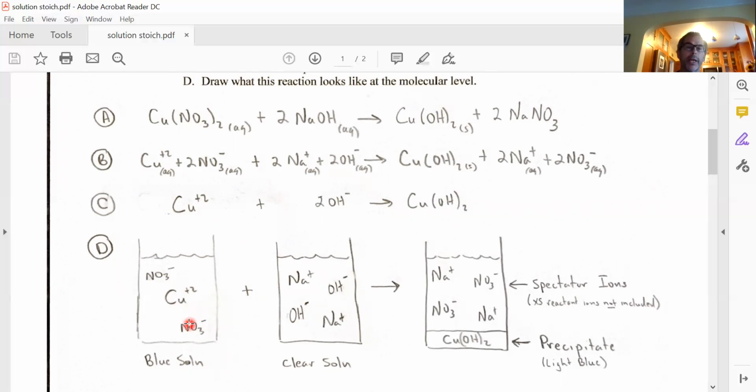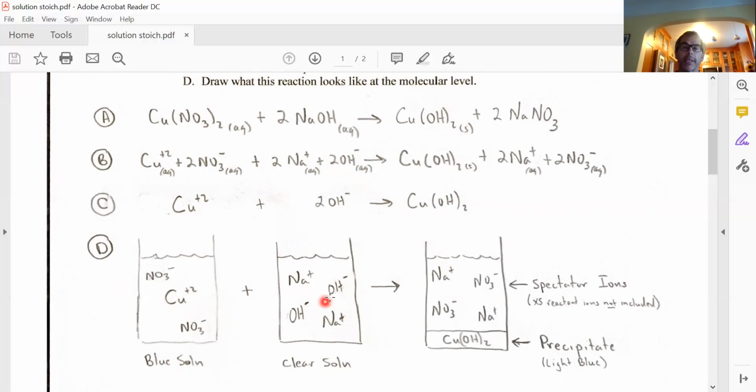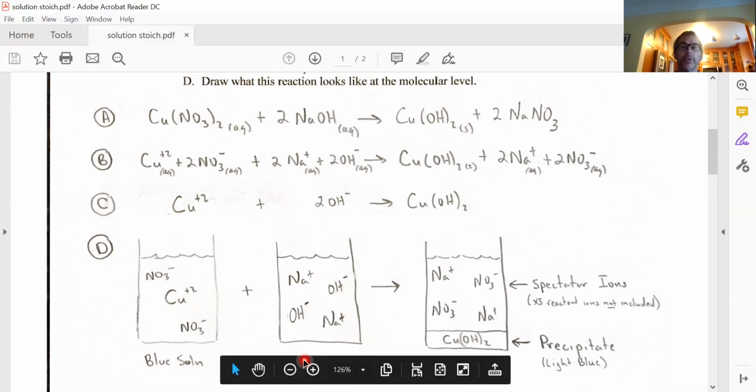So that's your copper nitrate, which ends up being a pretty dark blue solution. Let's see, sodium hydroxide, the same thing. It's dissolved in water and actually very soluble, and it breaks up into Na pluses and OH minuses. What do you get more of, Na plus or OH minus? You get the same amount of each because you want to balance the charge at 0. This is a clear solution.